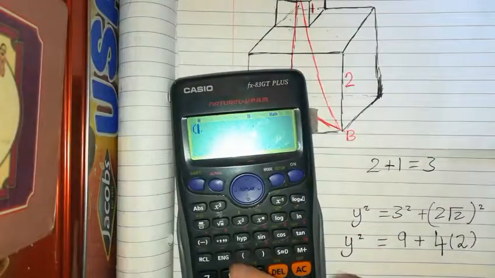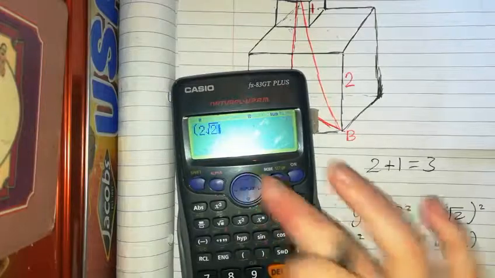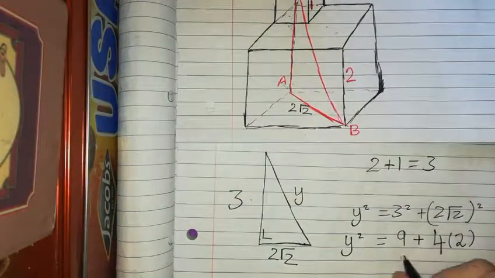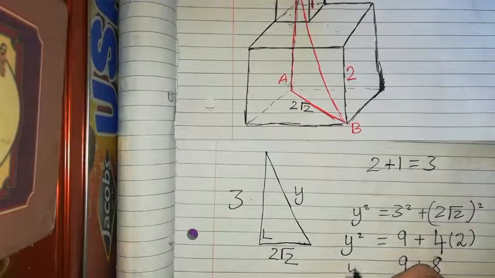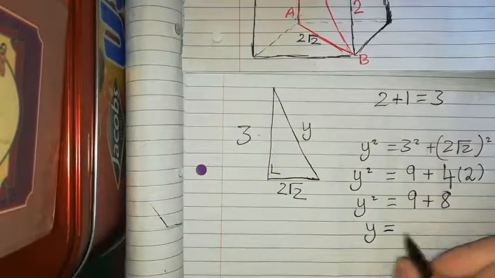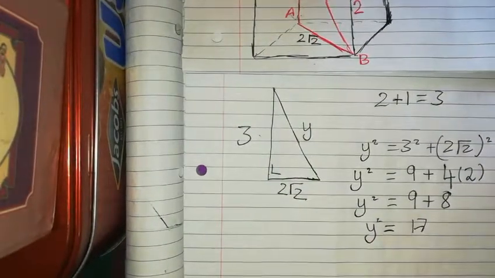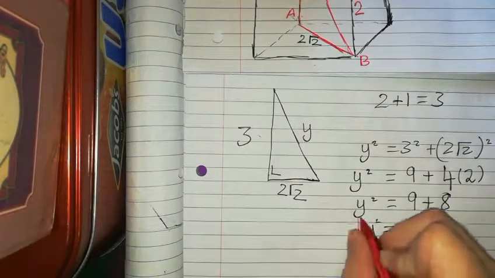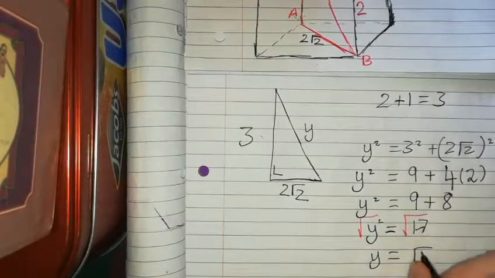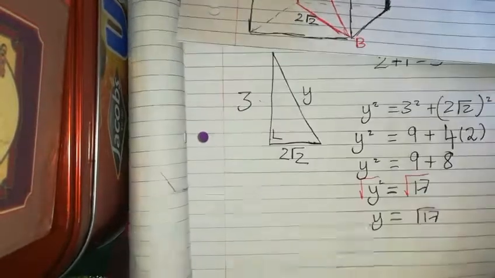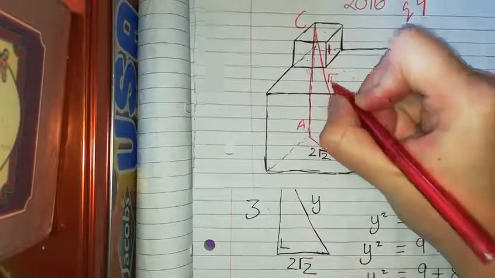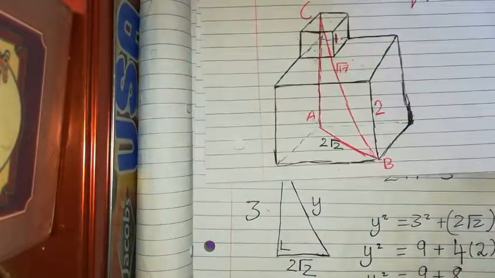Or I can plug it into my calculator if I'm not sure. I can plug in 2 root 2, making sure to use brackets, and I get 8. So 4 multiplied by 2 gives 8, and we'll have 9 plus 8, so y squared is equal to 17. Then if I want to get what y is equal to, I have to get the square root of both sides. So y is equal to the square root of 17, and that won't simplify down any further. So the diagonal here is equal to the square root of 17.